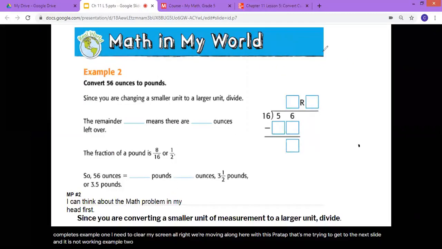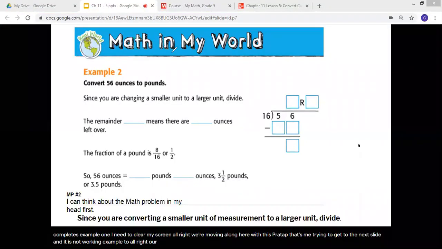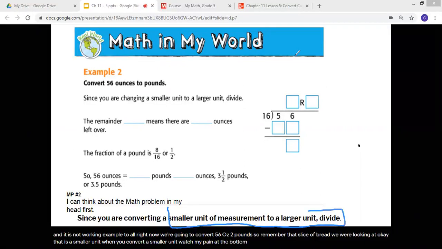Example 2. All right. Now we're going to convert 56 ounces to pounds. So remember that slice of bread we were looking at? That is a smaller unit. When you convert a smaller unit of measurement to a larger unit, we need to divide.